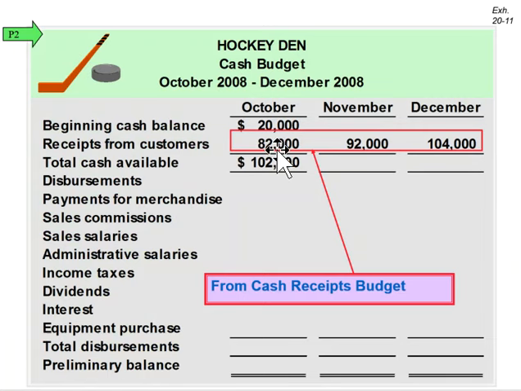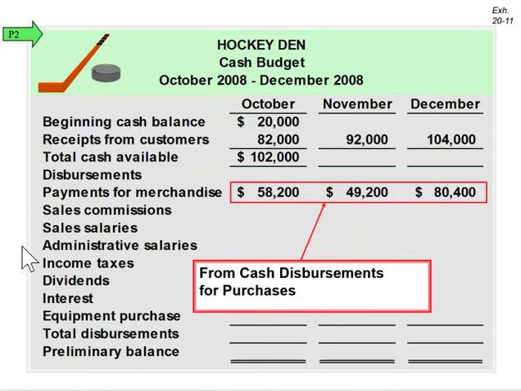So what we'll start with is our cash receipts budget. We'll start with our beginning cash balance, which was $20,000, and then we can fill in our cash receipts budget. So that means in October they have $102,000 available. Next, we'll fill in our cash disbursements or payments for merchandise. And we do have that as well for October, November, and December.